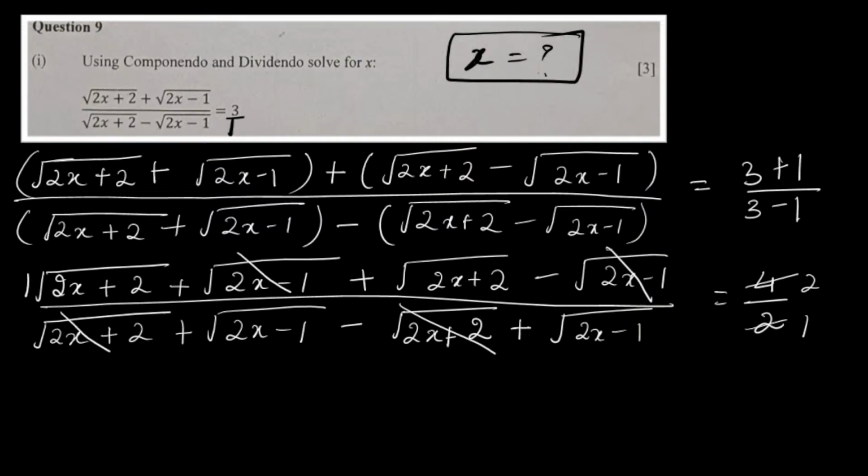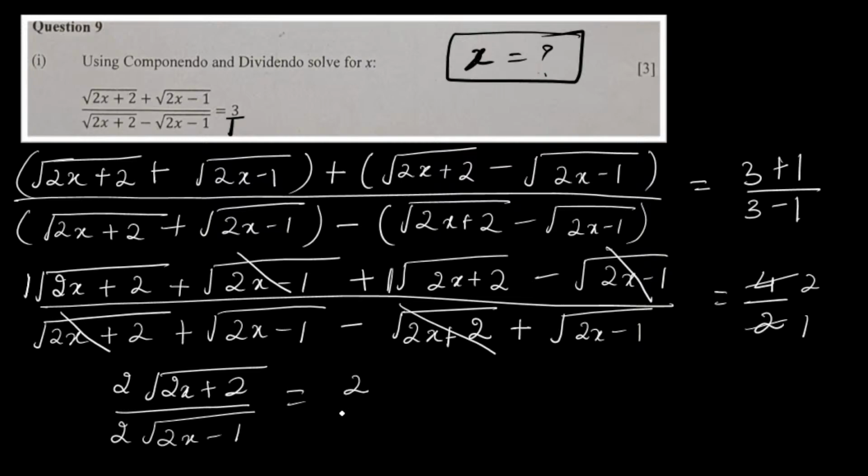Now what I am left with? So here square root of 2x plus 2, here also square root of 2x plus 2. So when you add them, it will become 2 times square root of 2x plus 2, because this is 1 time square root of 2x plus 2 and this is also 1 time. Same thing in denominator, we will get 2 times square root of 2x minus 1 is equal to 2, only 2 we can write. Now 2 and 2 will get cancelled. So what we will get here? Square root of 2x plus 2 by square root of 2x minus 1 is equal to 2.